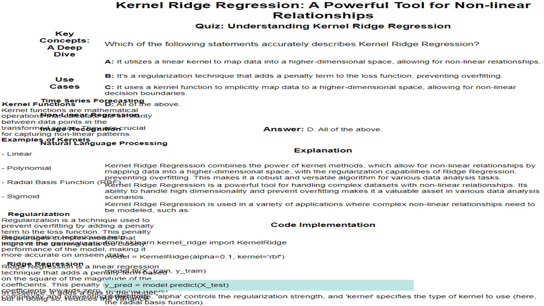In this code, alpha controls the regularization strength, and kernel specifies the type of kernel to use, here the radial basis function. The model is trained on the training data using fit, and predictions are made on the test data using predict.